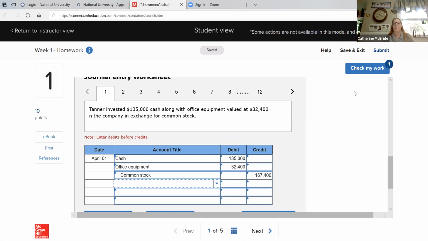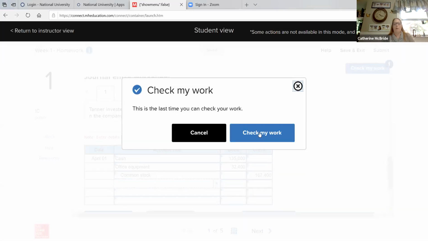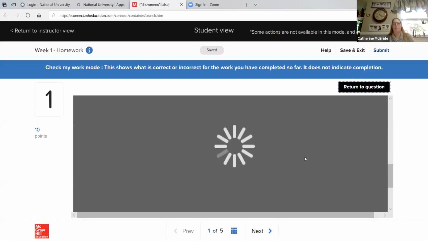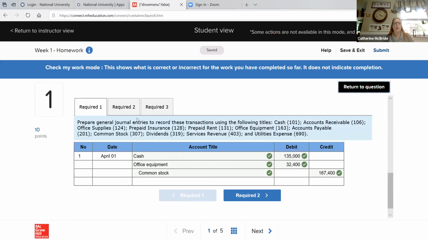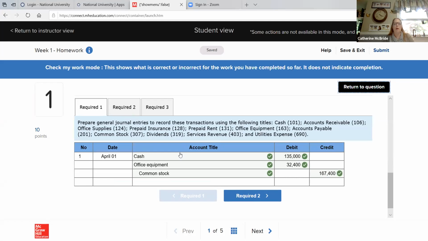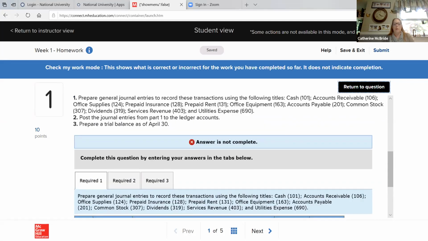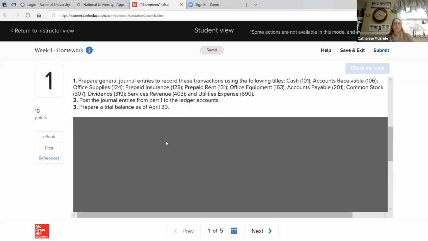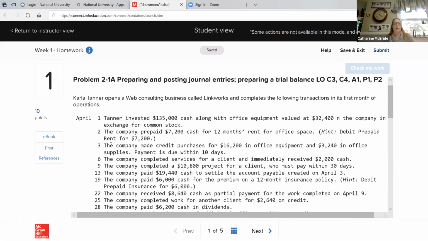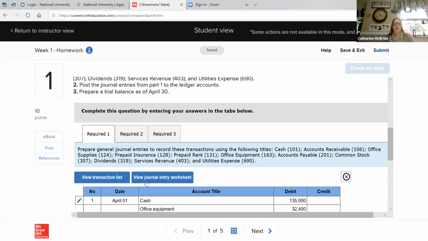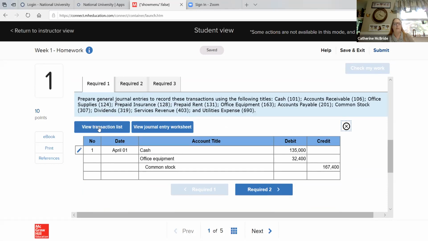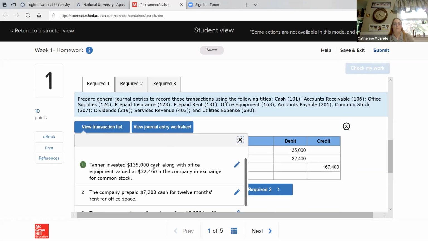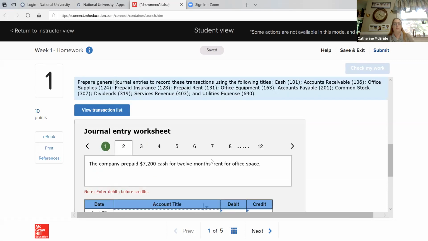All right, does that look right? I'm going to say check my work. Oh, I shouldn't have done that because I have to wait till I do all of them. That's okay. All good. We're not going to look at the other requirements right now. We're going to go back to the question and go to the next journal entry. So down here, we'll say view transaction list. All right, we're going to the next one.